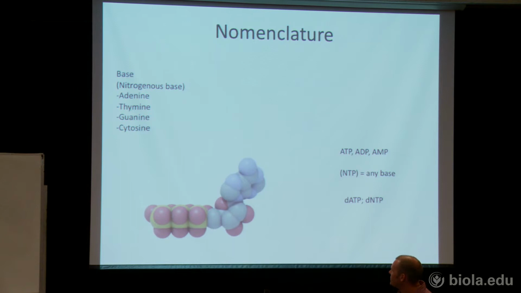We'll do some basic nomenclature here, and then I'll take questions. The bases, the nitrogenous bases, I'm just talking about the four in DNA here. Adenine, thymine, guanine, cytosine. They all end in I-N-E, right? That's if you're referring to the base in isolation. Okay, adenine is the base.